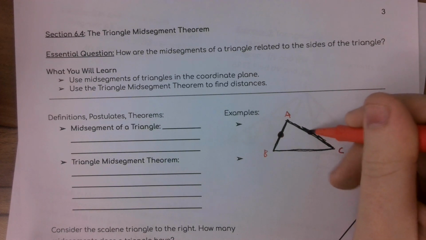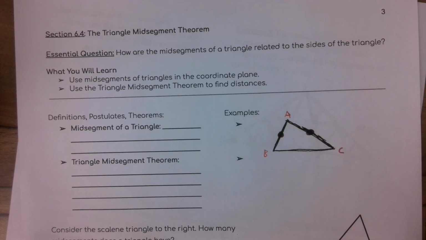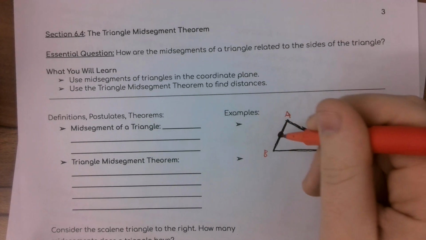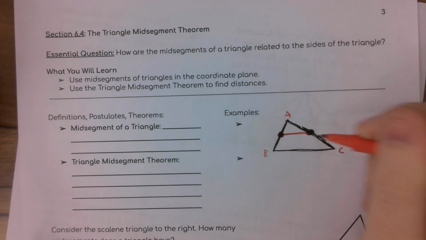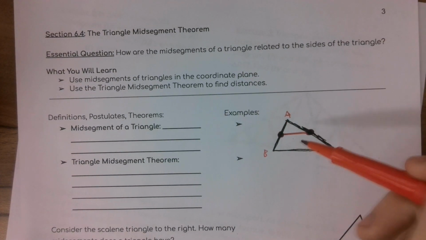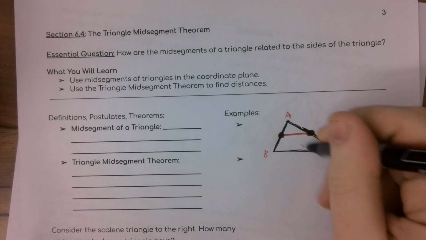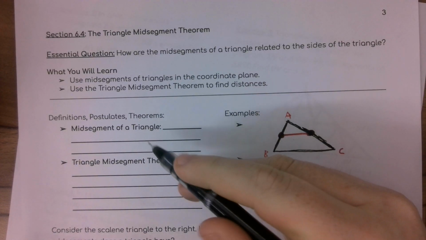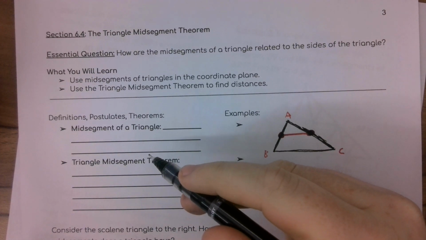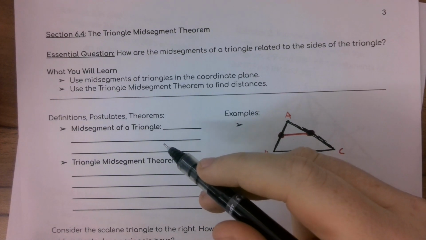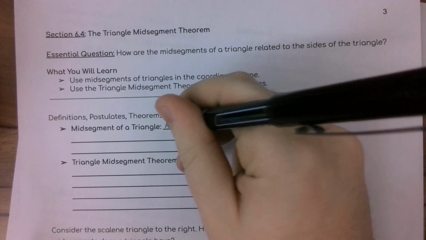If we found the midpoints of these two sides and connected them with a segment, that segment, believe it or not, will cut the entire triangle exactly in half. This segment right here that cuts the triangle in half is the midsegment of a triangle. So when we say the midsegment of a triangle, here's what we mean.